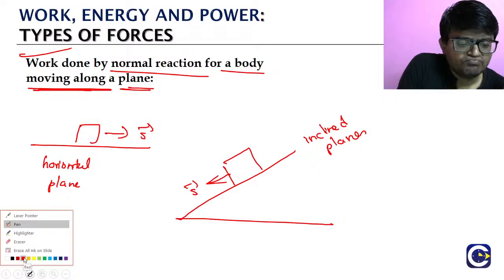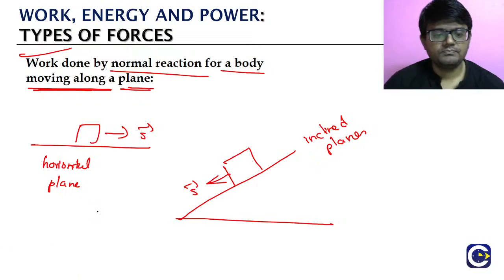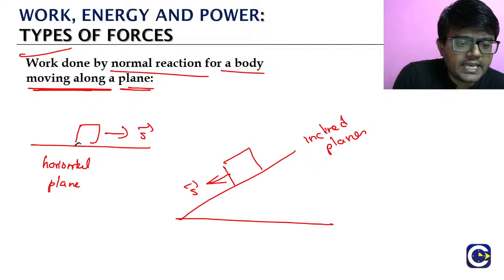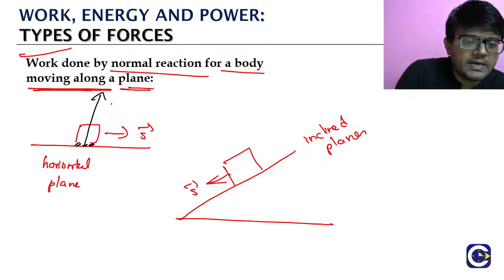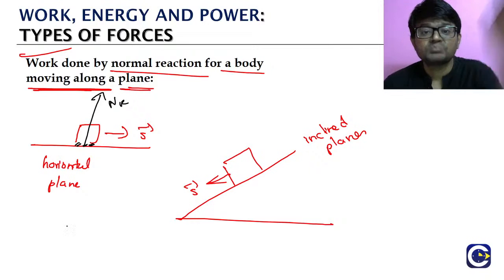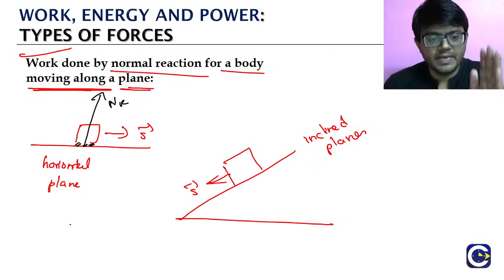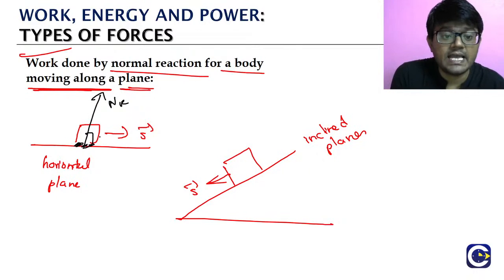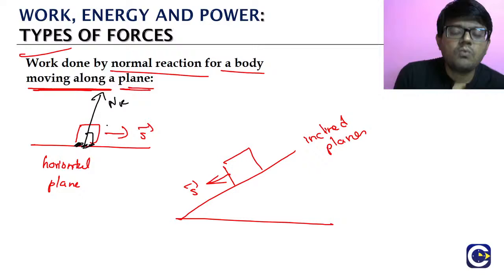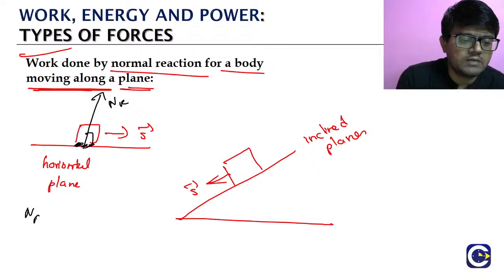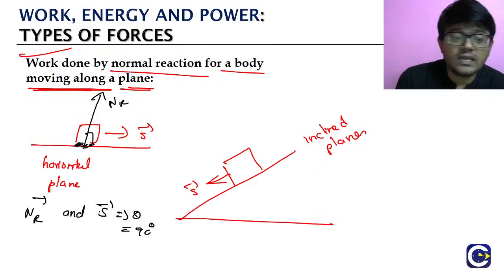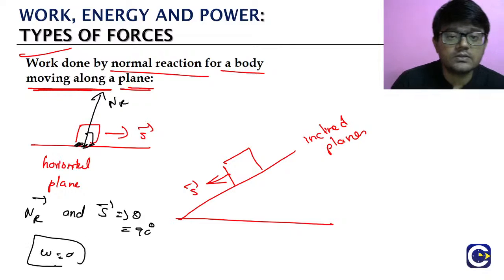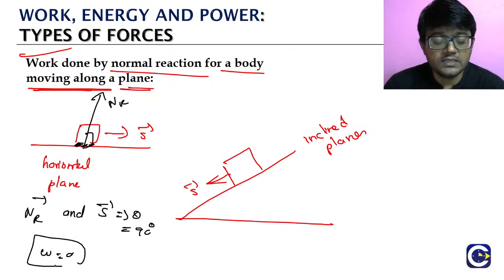Now, if we look at the normal reaction, how will it act? It will be acting perpendicular to the plane. So with the contact plane like this, the normal reaction is acting perpendicular to the plane. What will be the work done here? The angle between the normal reaction and the displacement is what? What is the angle between them? 90. If the angle is 90, what will be the work done? 0. If the angle is 90, work done is 0.